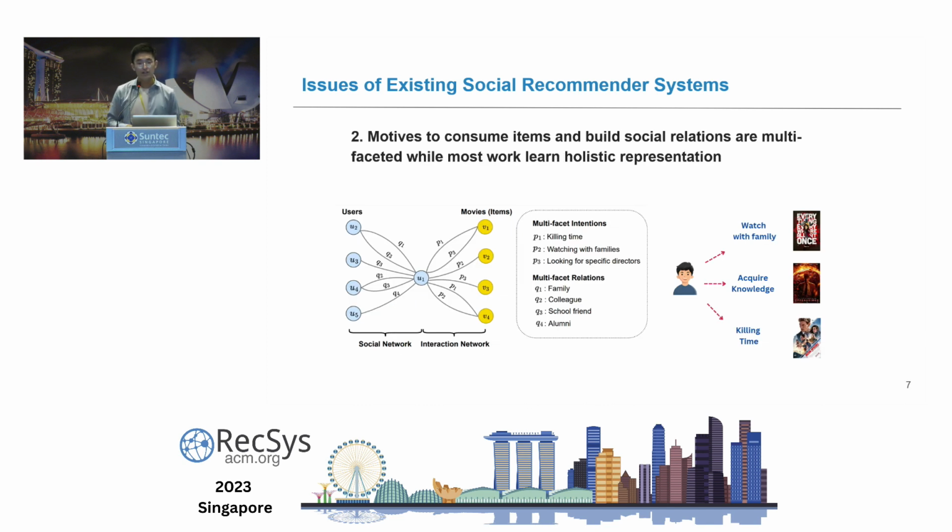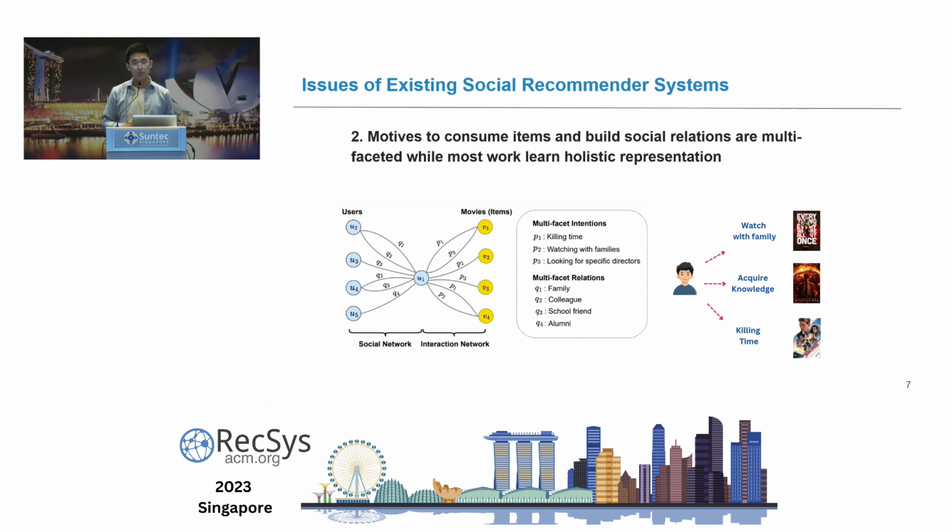The second motivation is that users' motives to consume items or to build social relations are multifaceted. Take this toy example. If the user wants to watch a movie, he might have multiple intentions. He might want to watch a movie with his family, or he might want to kill time or gain some knowledge. His preferences under those different intentions can be different. Similarly, in the social network, the user might connect with other users for different reasons. It could be a colleague or an alumnus, so his characteristics under different relations are also different.